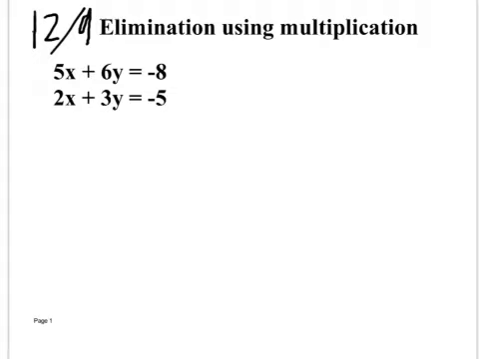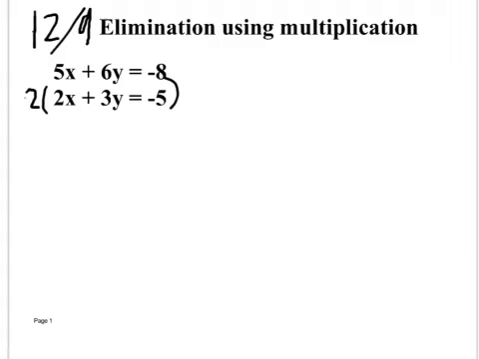5x plus 6y equals -8, and 2x plus 3y equals -5. Variables are already lined up. If we were to add and subtract, we would not eliminate a variable. So what we do instead is multiply one of these equations to eliminate something. I see 6y and 3y. Easiest thing to do is times this whole thing by 2. Actually by -2.